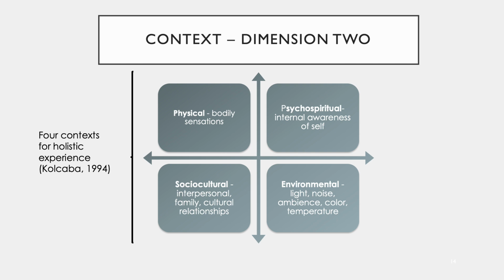What's key here is that these 4 contexts are interactive, right? Comfort in one area can influence the others. For example, improving a patient's environmental comfort may also reduce psychospiritual distress. So when we design interventions using Kolcaba's framework, we're challenged to consider the full human experience: body, mind, spirit, environment, and relationships. That's what makes this theory not only holistic, but deeply relevant for modern nursing practice and education.